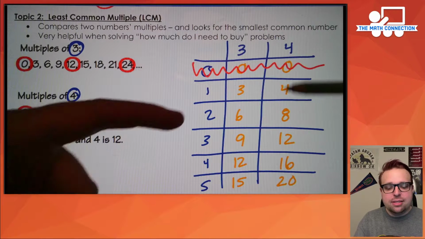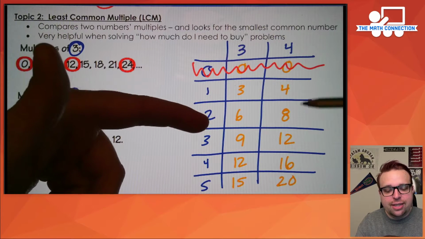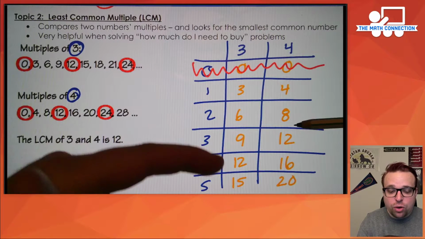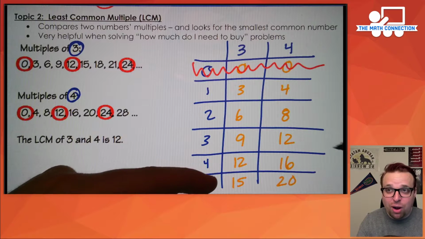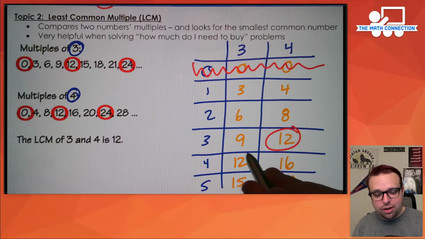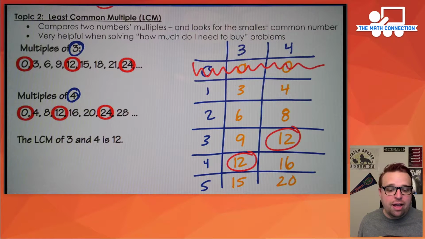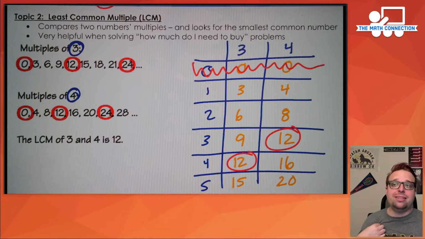So after you eliminate that 0 row, look at all the numbers that you have here, okay? What's the first number that you see that these two columns have in common if you go from top to bottom? The first number they have in common is 12, okay? Here's a 12 and here's a 12. It doesn't matter that you had to do 3 an extra time in order to get to that 12. These don't have to be on the same row with each other. All you need to know is what's the first combination of 3 and 4 that gets you a number in common or a result in common.